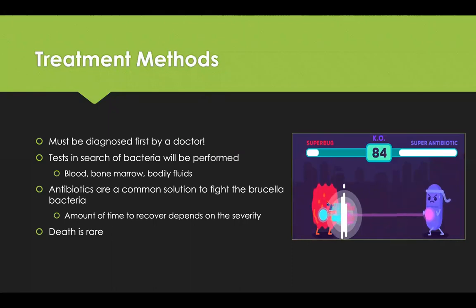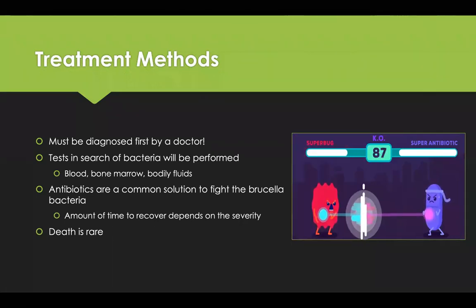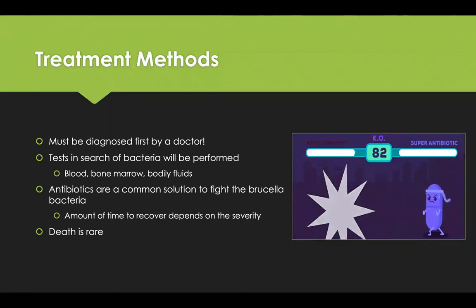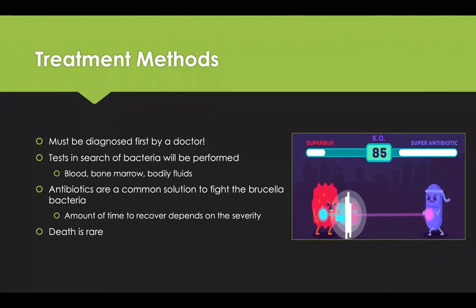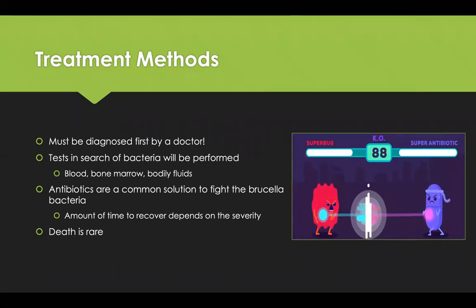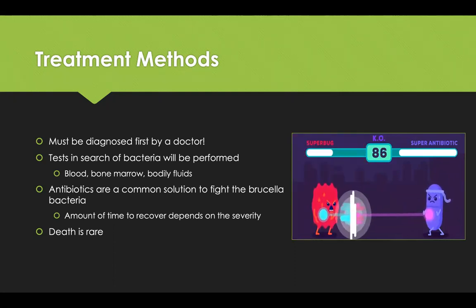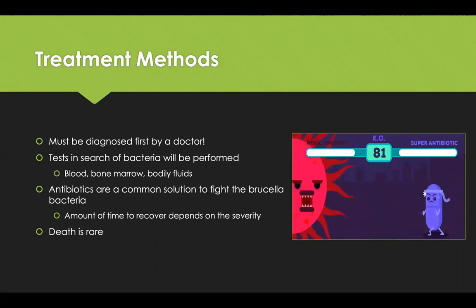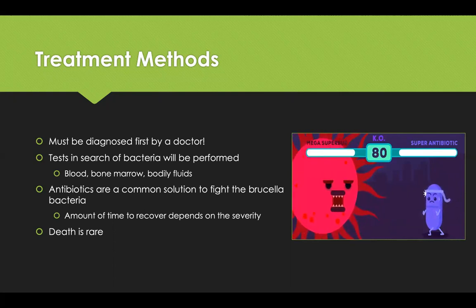So treatment methods, you must be diagnosed by a doctor first. Some tests will be performed to search for this bacteria and see if you have Brucella bacteria. They may take your blood, bone marrow, or any other bodily fluids required. And then if you do have it, they may prescribe you any antibiotics, which is a common solution to fight the Brucella bacteria. And the amount of time to recover does depend on the severity and the person's immune system, so it varies person to person, and death is rare.